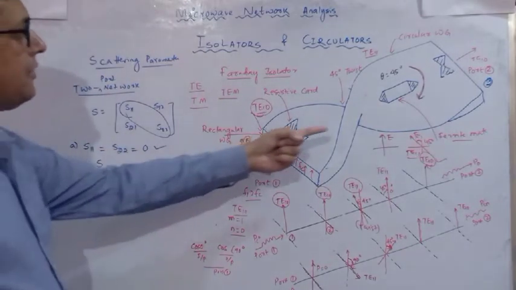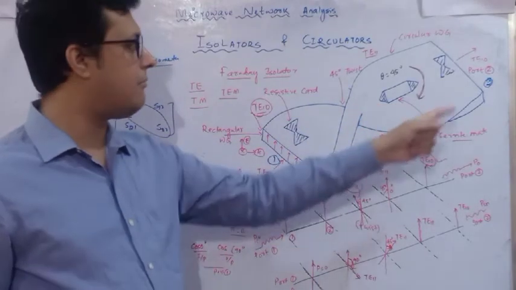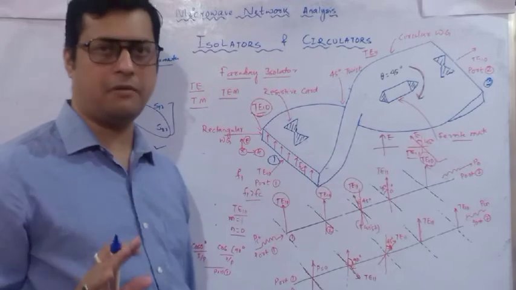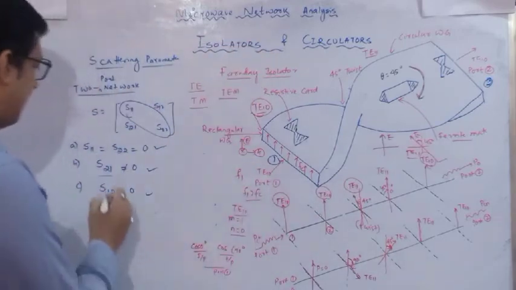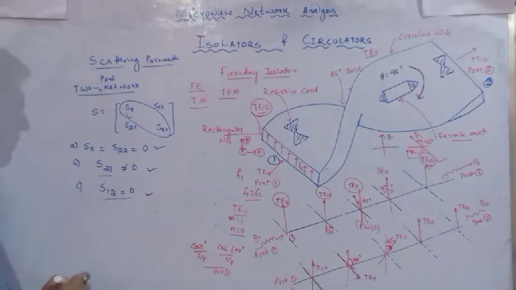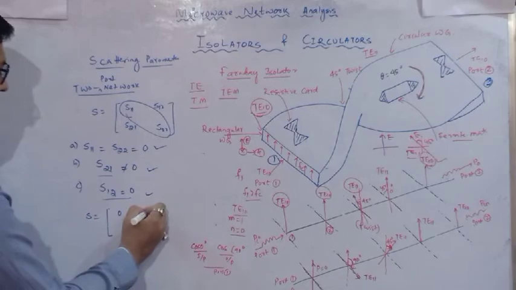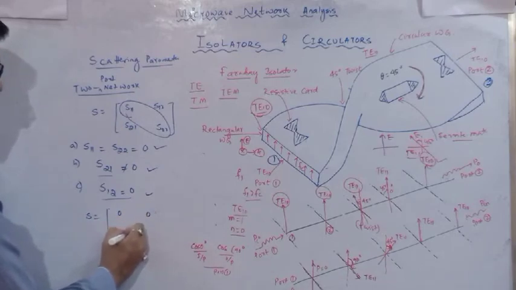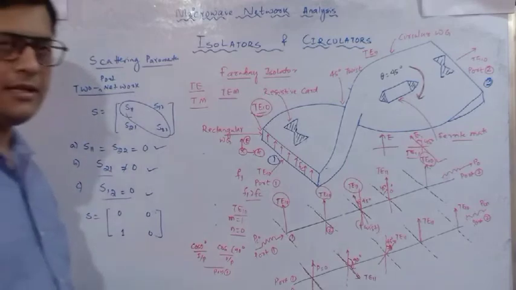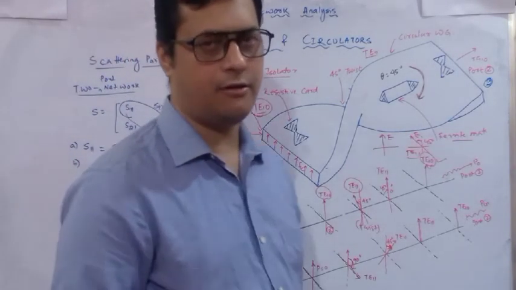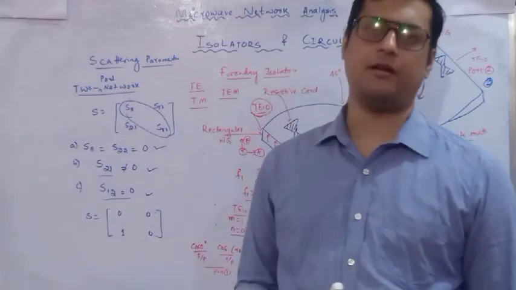And from port 2 to 1, there is no power going to be delivered. It means no reflected power is going to come to port 1 from port 2. So I have written S12 is 0. So now my scattering parameter will be 0, 0, 1, 0. This is the simple representation of an isolator with the help of scattering parameters.